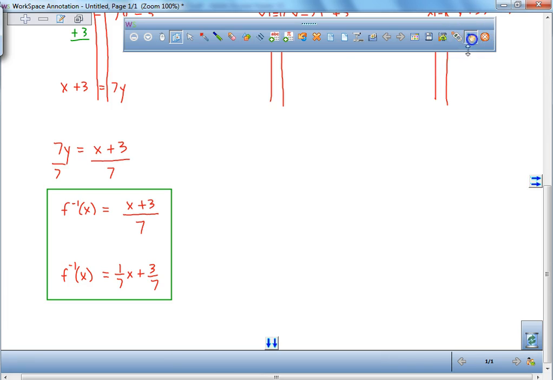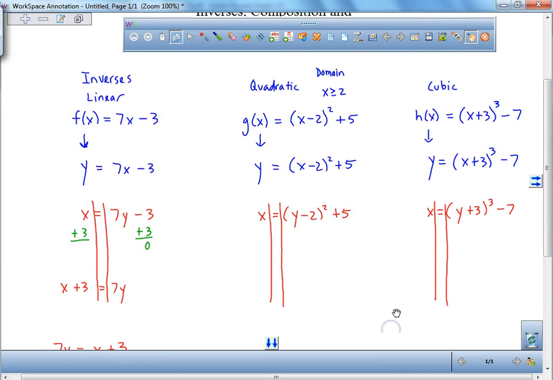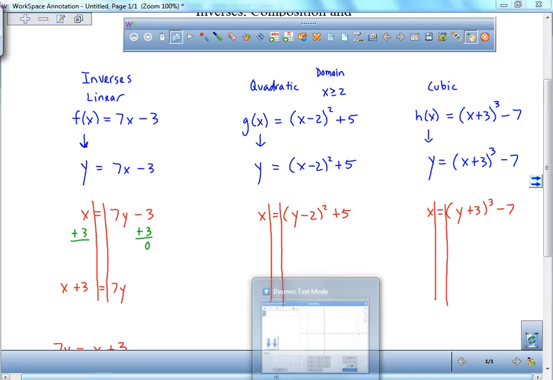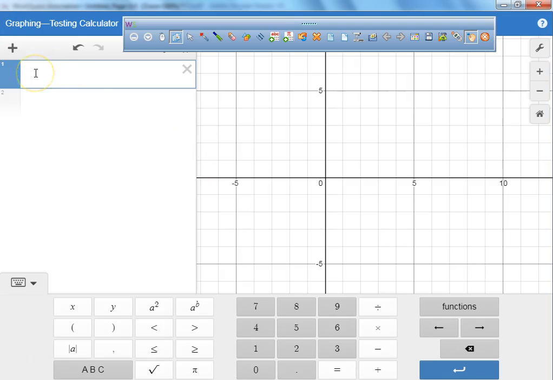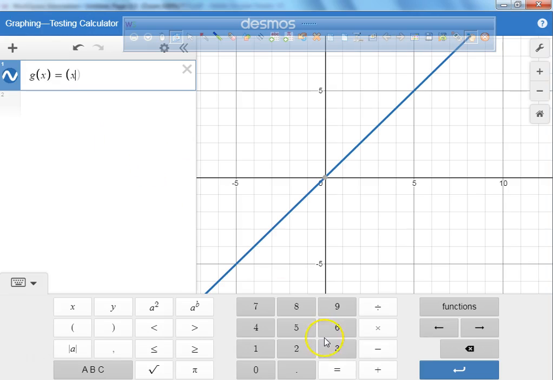All right, so let me explain to you what we're going to do in the next one. The next one's a little bit more complicated because it's quadratic, okay? So what I'm going to do is I'm going to type this into Desmos. Just watch what I do here. I'm going to go here. I'm going to type in g of x equals (x minus 2).